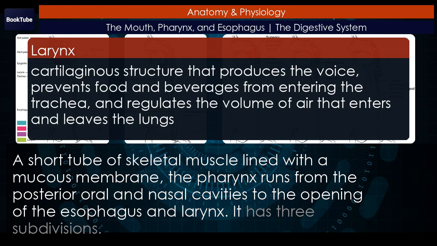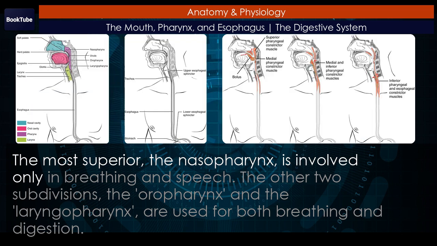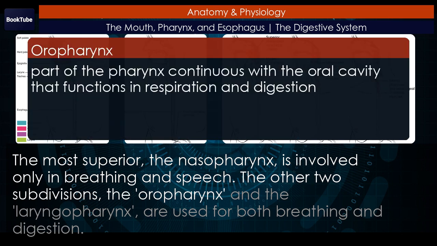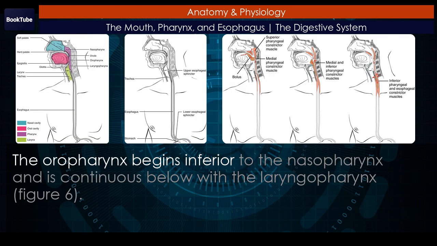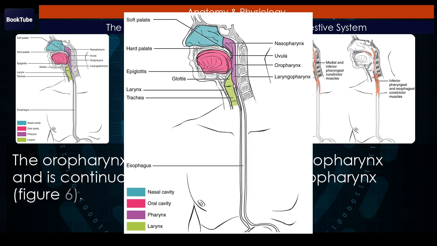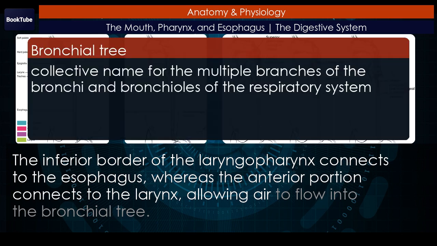It has 3 subdivisions. The most superior, the nasopharynx, is involved only in breathing and speech. The other 2 subdivisions, the oropharynx and the laryngopharynx, are used for both breathing and digestion. The oropharynx begins inferior to the nasopharynx and is continuous below with the laryngopharynx. Figure 6. The inferior border of the laryngopharynx connects to the esophagus, whereas the anterior portion connects to the larynx, allowing air to flow into the bronchial tree.